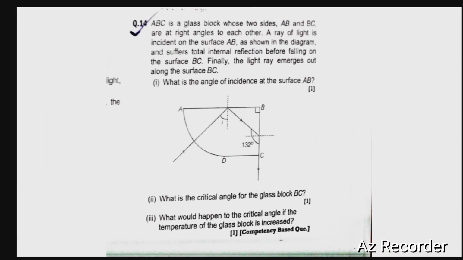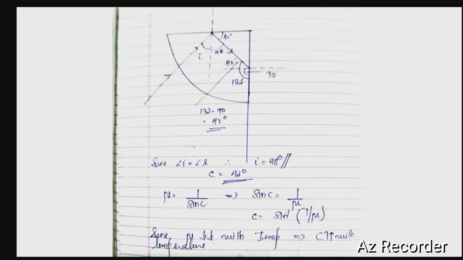Okay. Now another question, the same question but in a different fashion. Here we have to calculate the angle of incidence at the surface AB, that is I, and what is the critical angle for the block BC. In the diagram it is marked as I. We need to calculate I as well as the critical angle for the pair of glass blocks. So let's try to solve it.